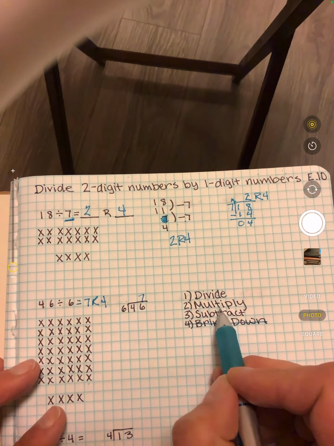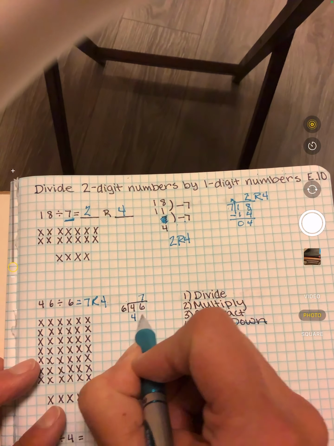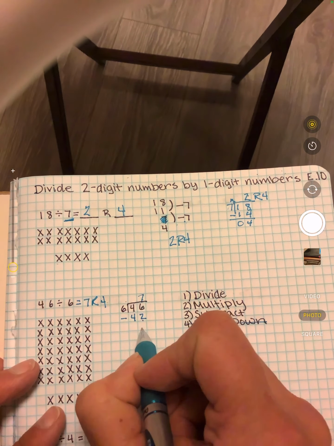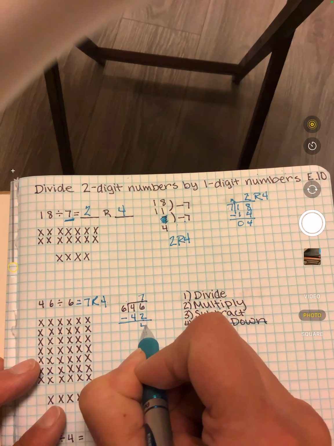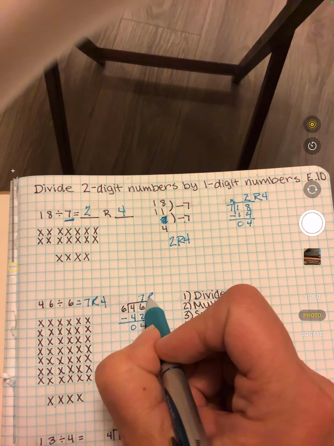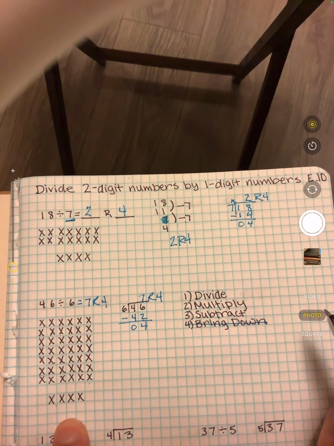We divided, now we multiply. 7 times 6 is 42. And then we subtract. 6 minus 2 is 4. Here's 0. I got the same answer as when we did the array. Okay?